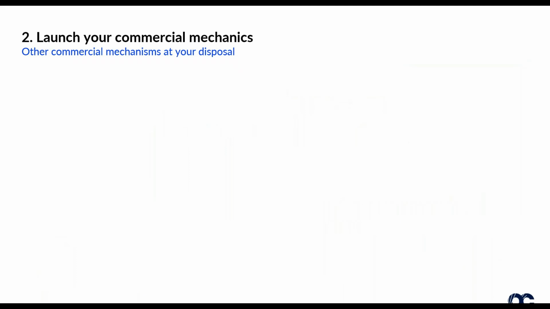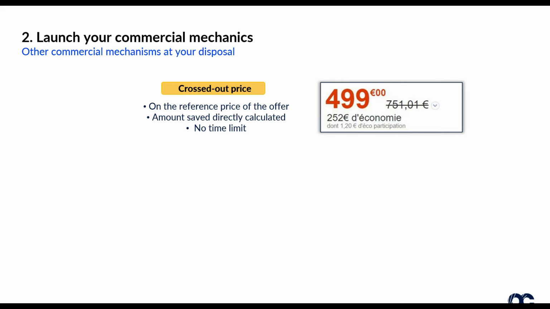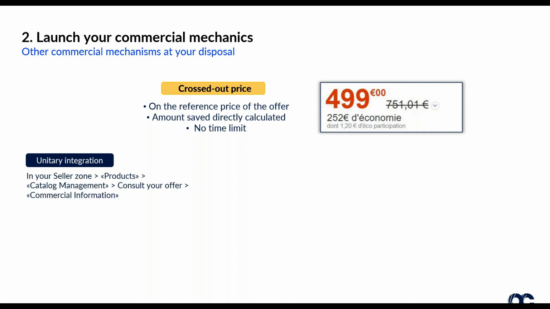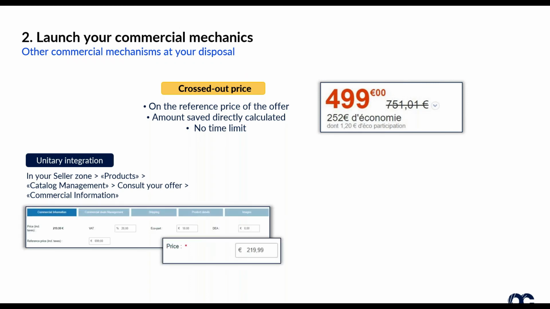There is also the crossed out price. The crossed out price shows your customer how much they can save on your product. There is no time limit, so you can also apply this promotion individually, in the commercial information of your offer pages. At the top of this page, you can see the price applied, and you just have to fill in the field reference price, crossed out price included VAT, and then save your changes.